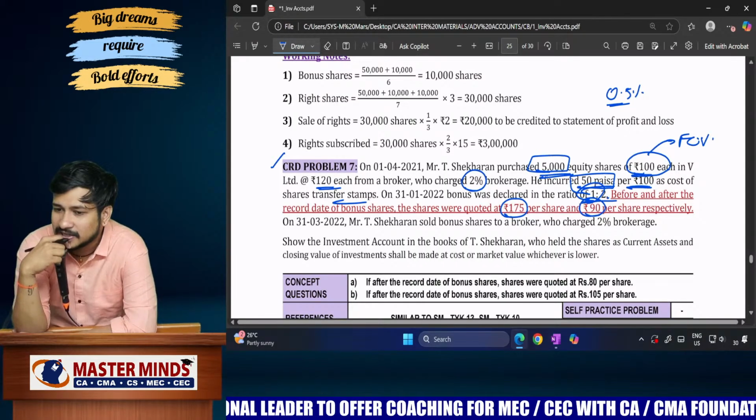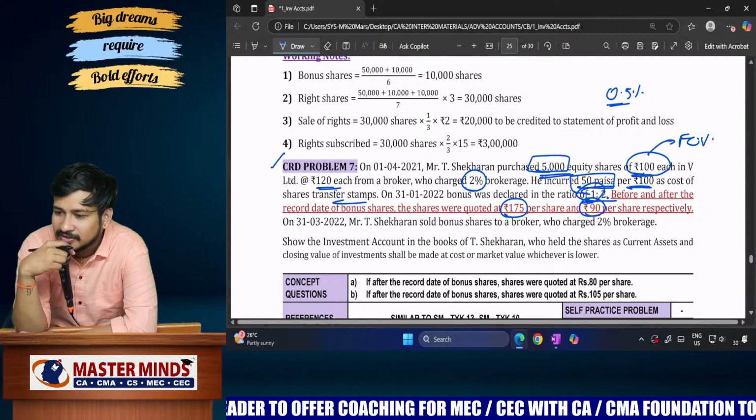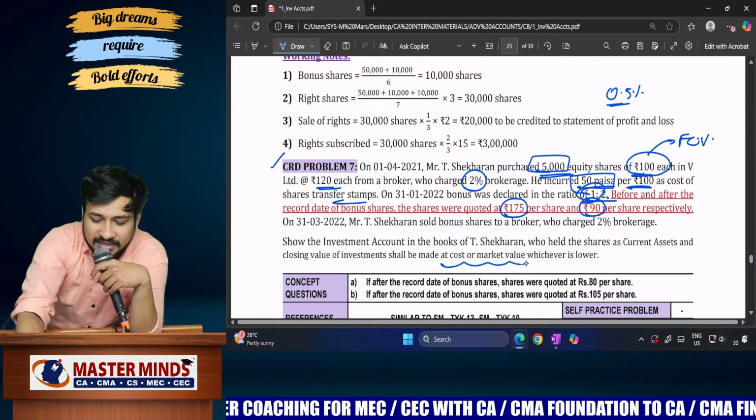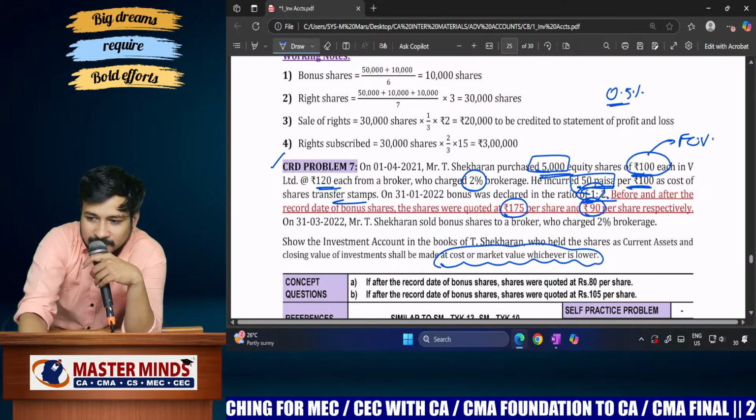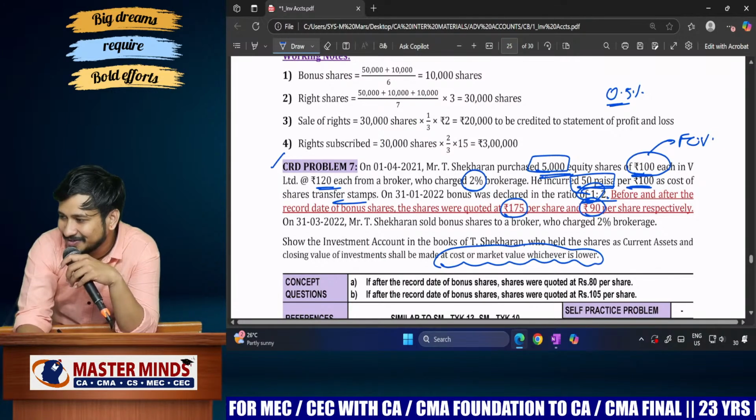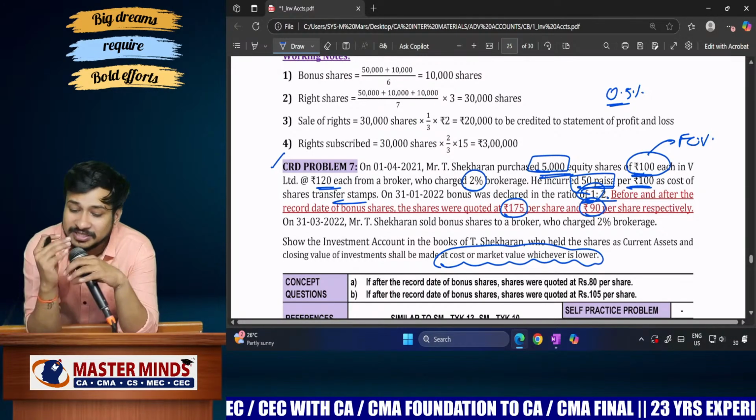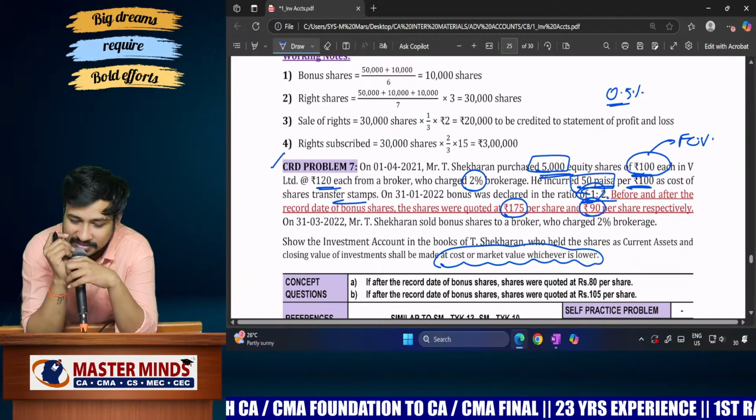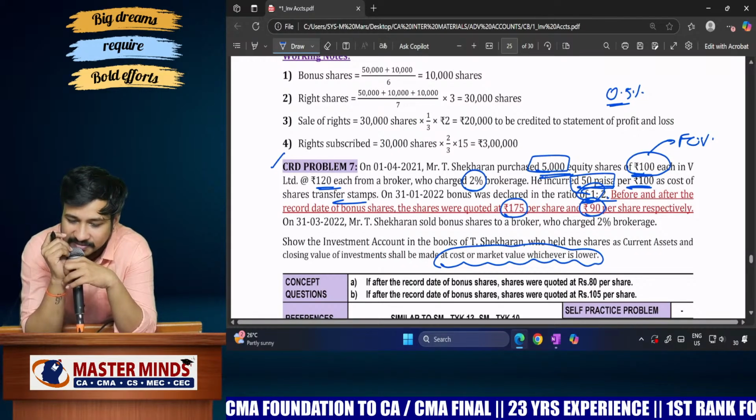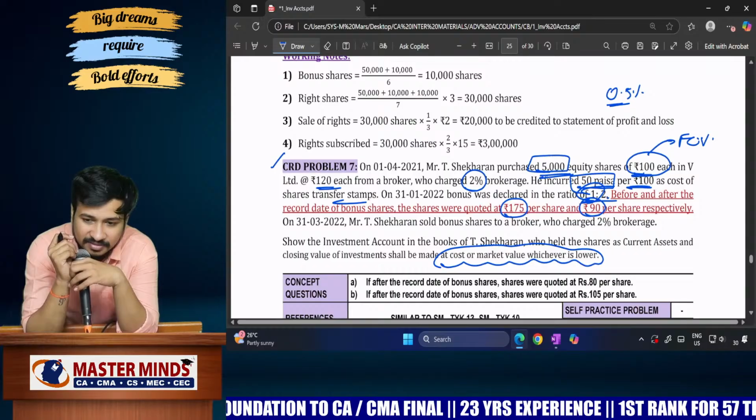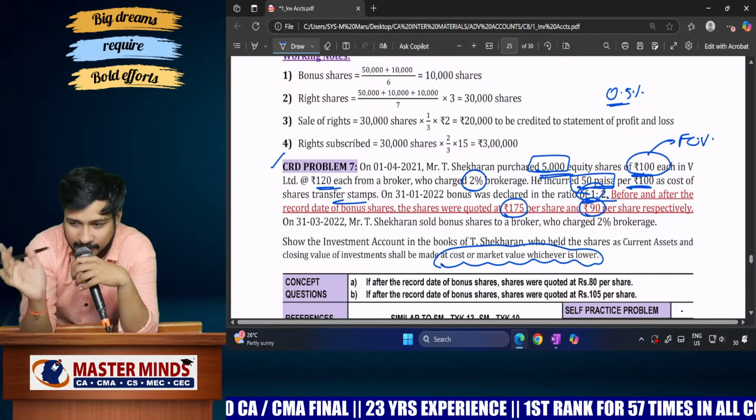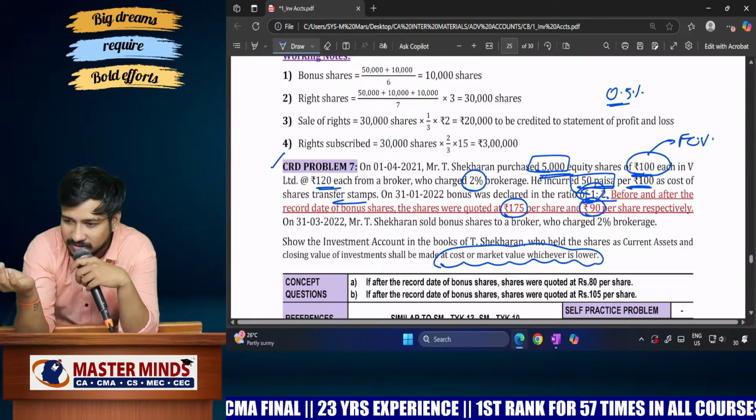Current assets have to be valued at cost or fair value, whichever is lower. He had even given the rule also: cost or market value, whichever is lower. But what is the market value at the end of the year? Yes, you need to consider even that as 90. Is it clear? Since no market value given, consider it at 90 only, because after bonus.